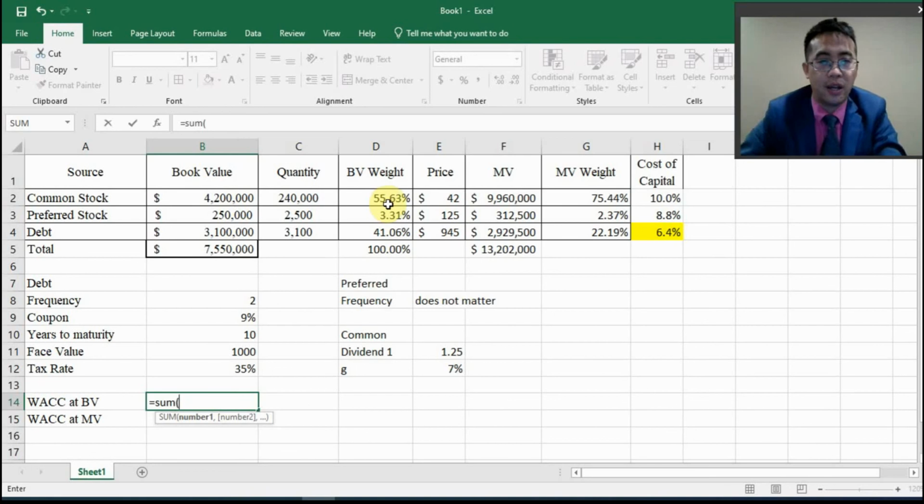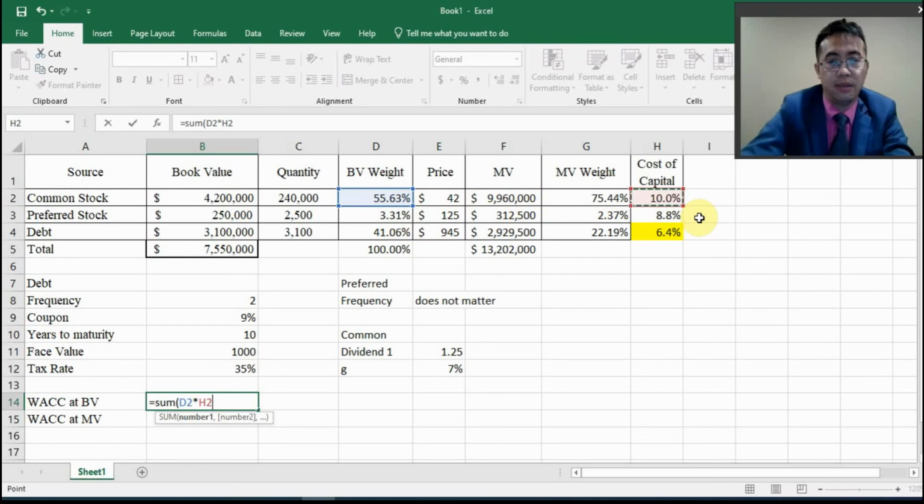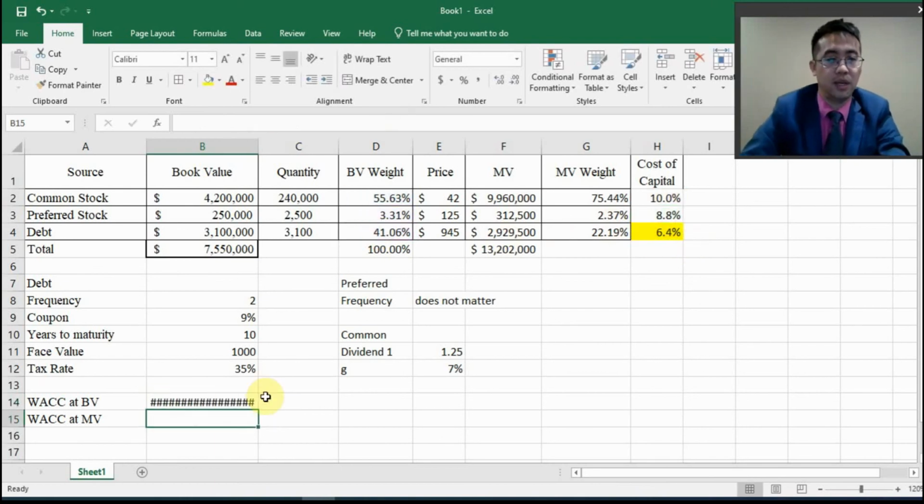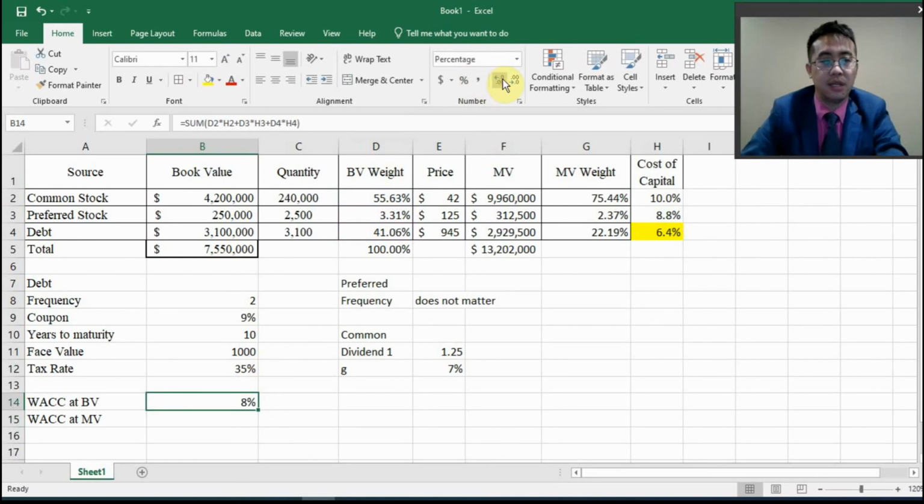Let's do the book value first. So you use a book value weight of common multiplied by the cost of common plus the preferred weight times the preferred cost plus the debt weight times the debt cost. All right, you can do this. Well, it's messy here, but I just change it to percentage format. Now it looks presentable. So this is my weighted average cost of capital at book value.